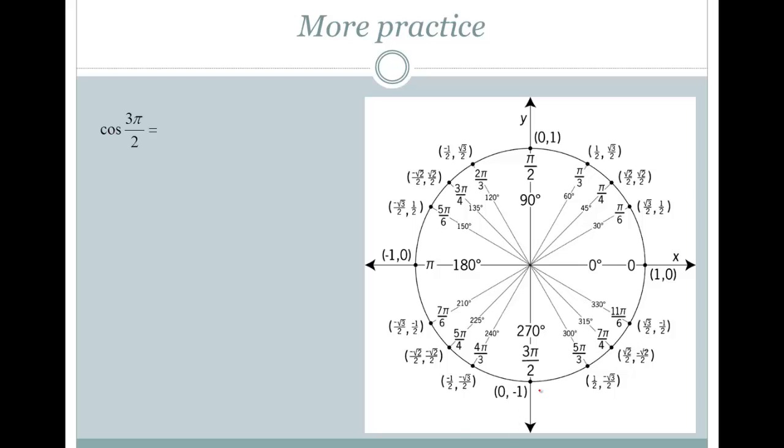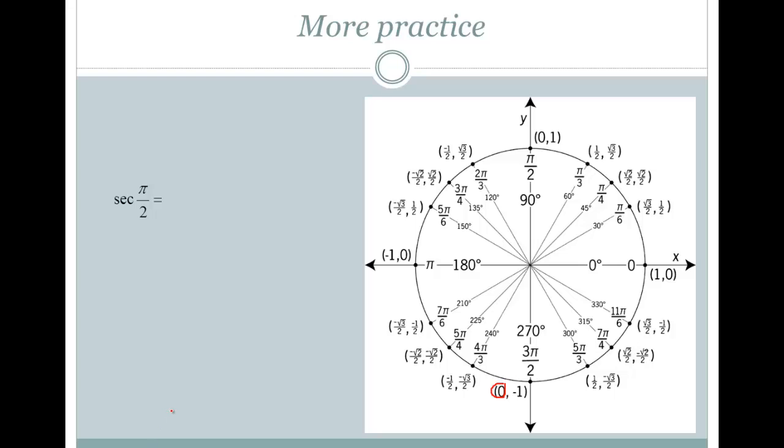Cosine 3 pi over 2. Alright, so I got to find, again, cosine is the x-coordinate. 3 pi over 2 is down here. The x-coordinate here is equal to 0. Okay? Sine 5 pi over 4. You need to find 5 pi over 4. Here it is. Okay, I want the y-coordinate, which should be negative root 2 over 2.